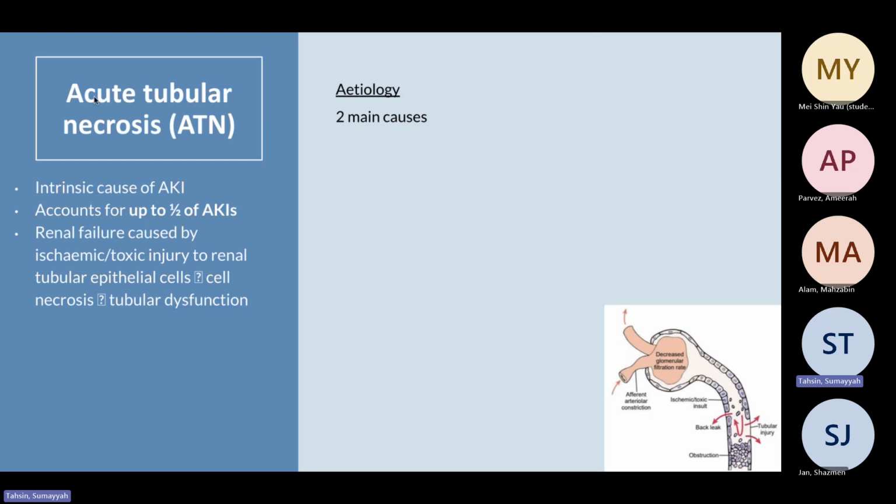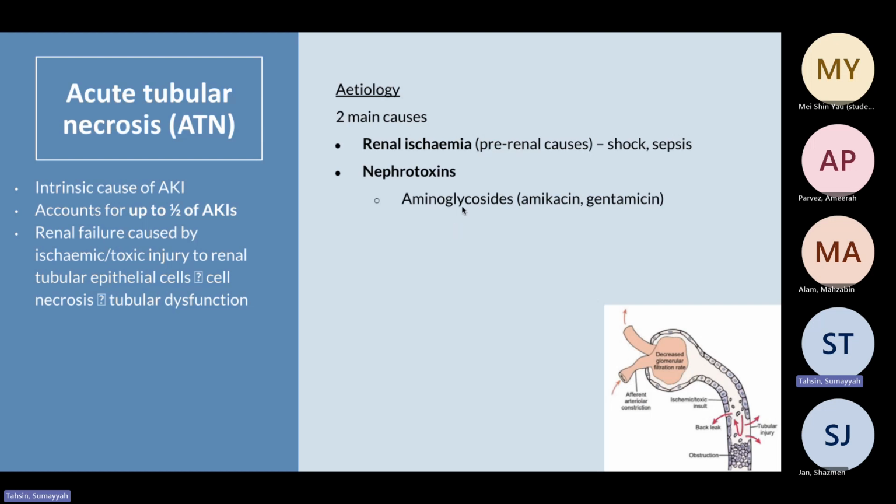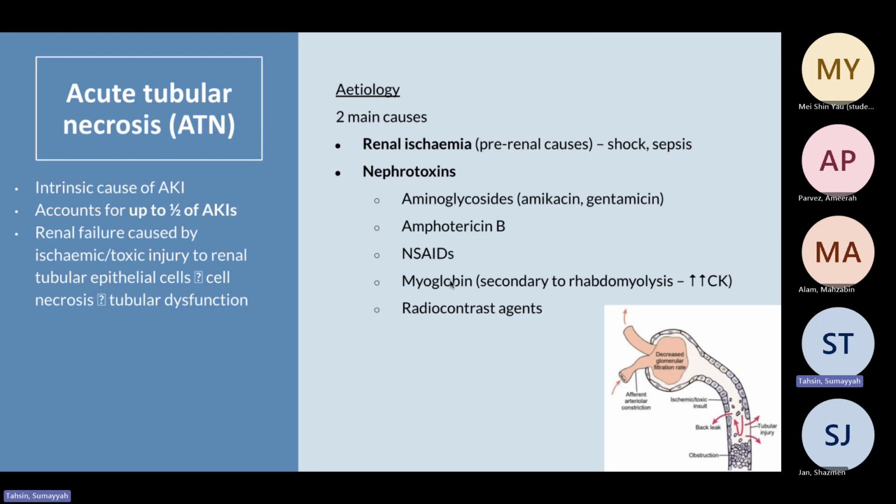So the first is ischemic injury, for example, if the patient is in shock or there's sepsis or severe dehydration. And the second one is nephrotoxin. So the most common ones you need to know are aminoglycosides such as gentamicin or amikacin, amphotericin B, NSAIDs, myoglobin secondary to rhabdomyolysis, radiocontrast agents, and then lead or poison.